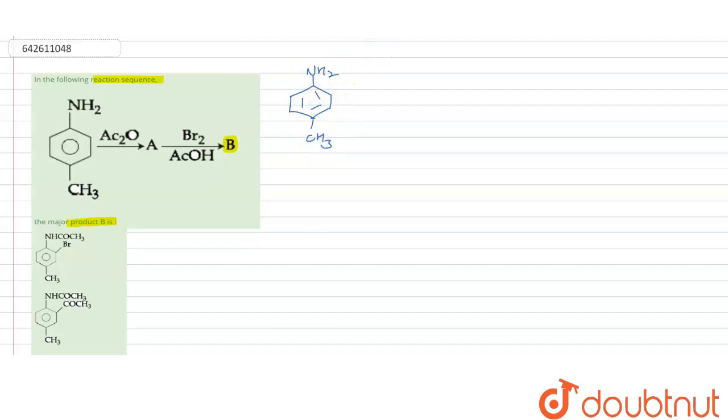Now this reactant is treated with acetic anhydride. The structure of acetic anhydride looks like this: CH3, a carbonyl group connected with oxygen, and along with this CO and CH3. This part can become a leaving group, because it is resonance stabilized, so it is a good leaving group.